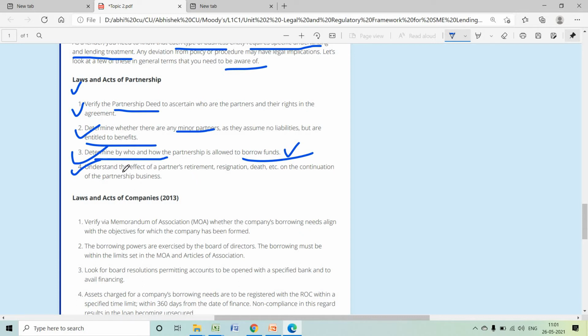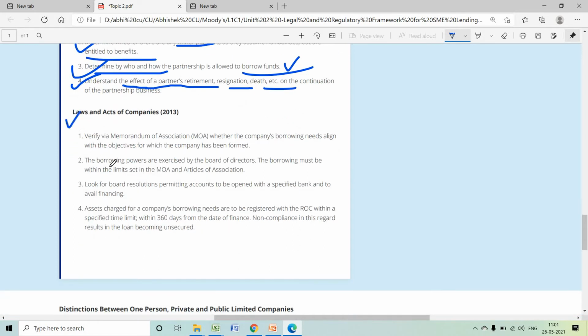So, very important, you need to read the partnership deed very carefully. You need to find out what is the effect of a partner's retirement, resignation, death, right, on continuation of partnership business. Now, laws and acts of companies.